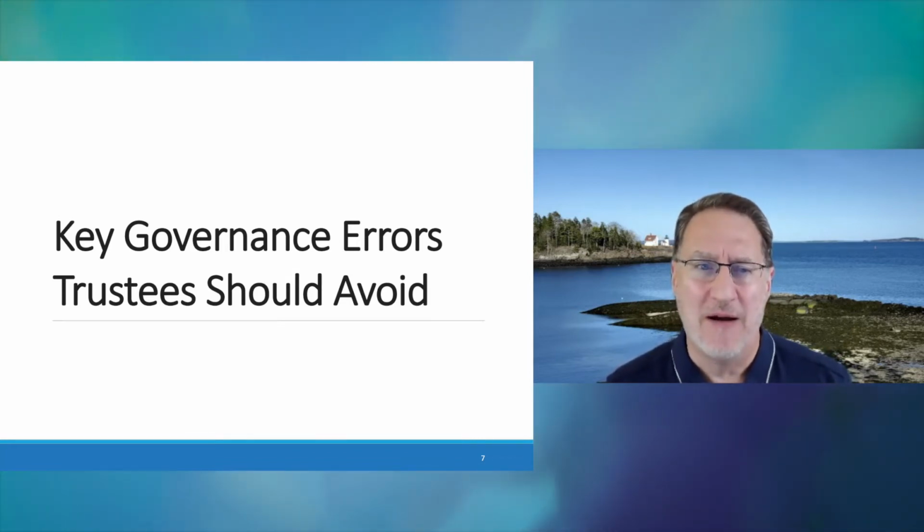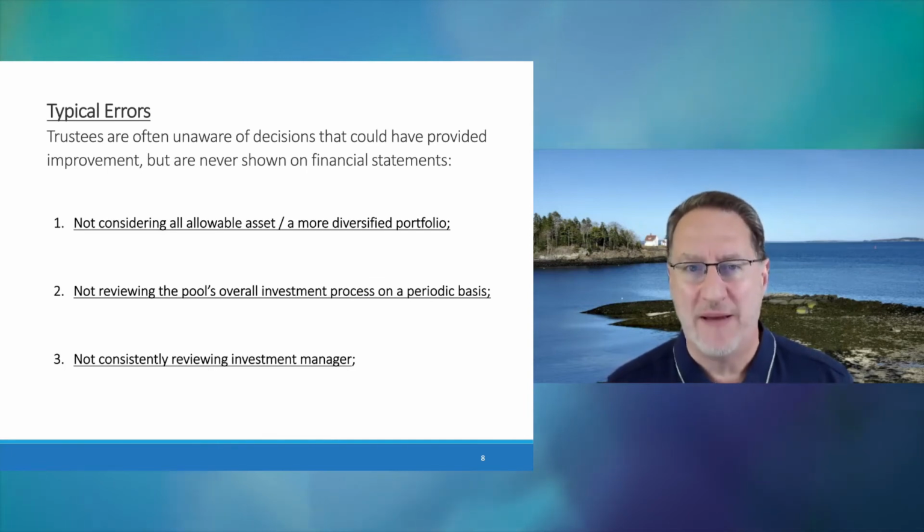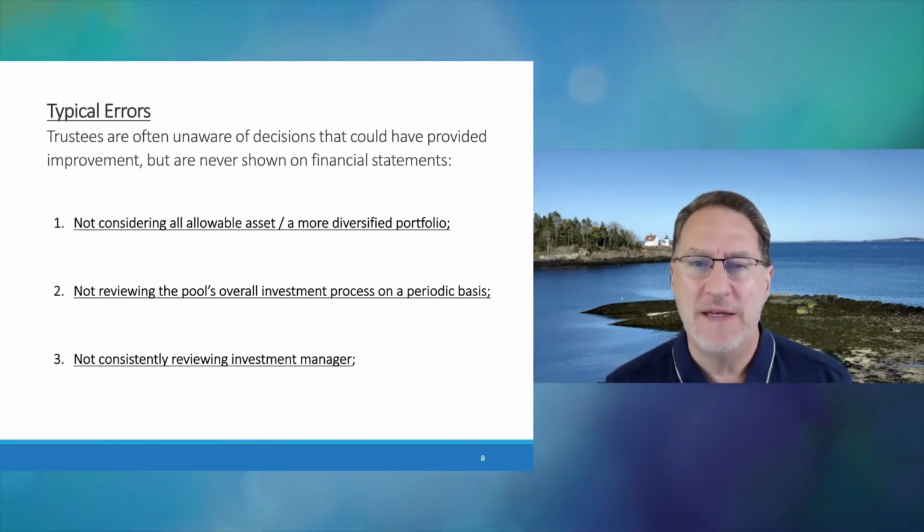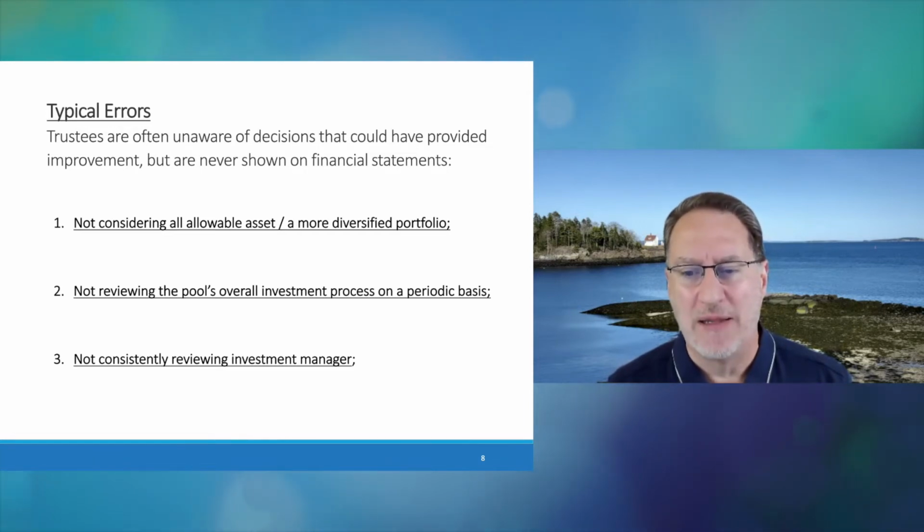It's the typical errors. And there are errors everywhere, we all make them. It's how you recover from them. But there are some errors that, in our view, should just be avoided up front. And so there are three key ones here. One is not considering all allowable asset classes to have a more diverse portfolio.